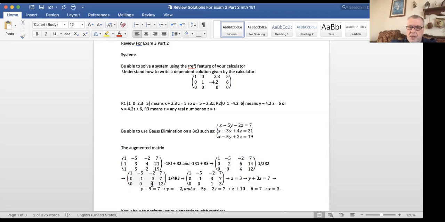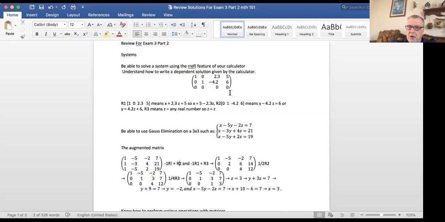Now, this last element in the main diagonal, we want it to be 1. The way we do that is multiply by the reciprocal of this number, which is 4. So we're going to multiply it by 1/4. That gives us zeros underneath the main diagonal. The main diagonal is 1. This means z equals 3.